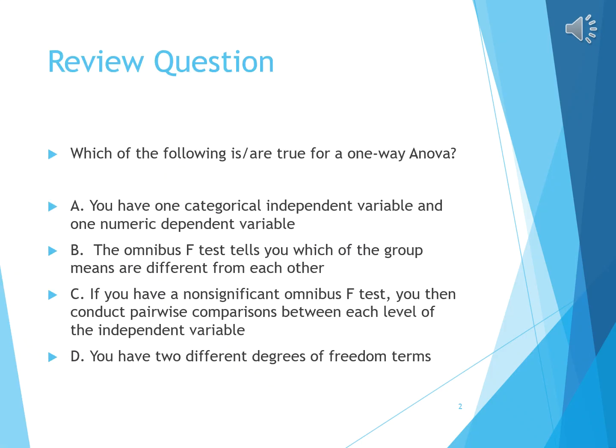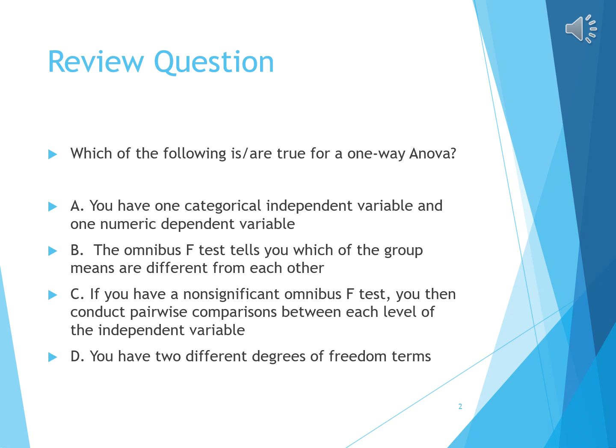So, which of the following is or are true for a one-way ANOVA? A, you have one categorical independent variable and one numeric dependent variable. Yes, that is true. The categorical independent variable can have any number of levels. Typically for an ANOVA, we're talking about 3 or more levels. B, the omnibus F-test tells you which of the group means are different from each other.